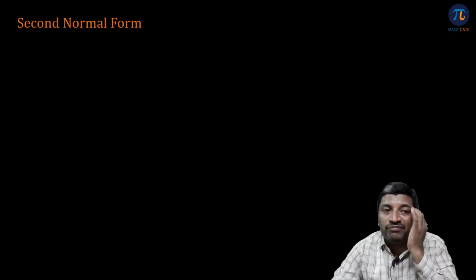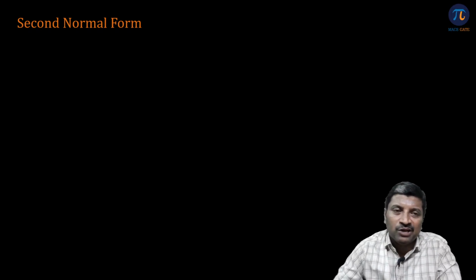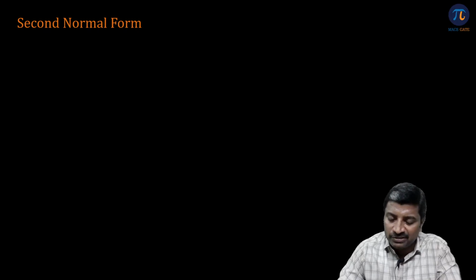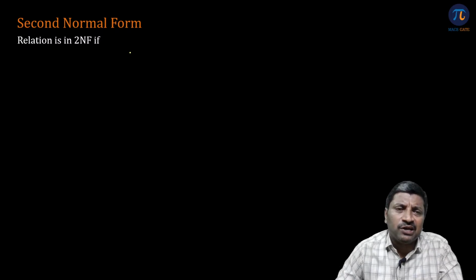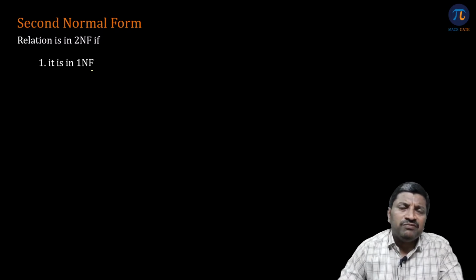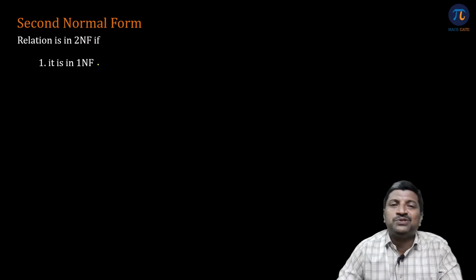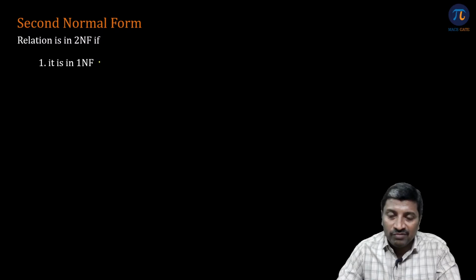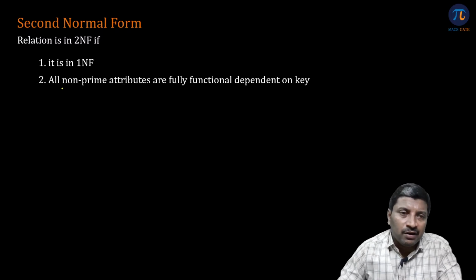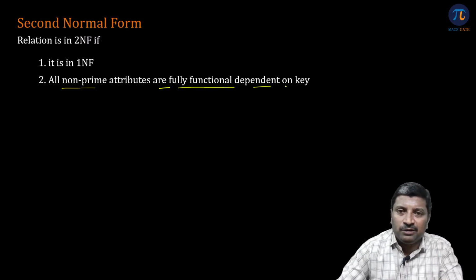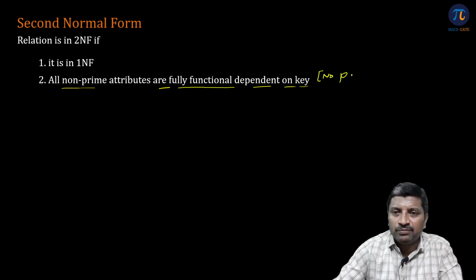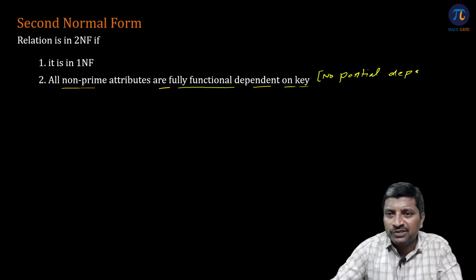Let us go to the second normal form. The second normal form mainly deals with partial dependency. A relation is in second normal form if, first of all, it should be in first normal form. Of course, by default, it will be in first normal form. What is the second one? All non-prime attributes are fully functionally dependent on the key. The same thing you can write in another way: no partial dependency.